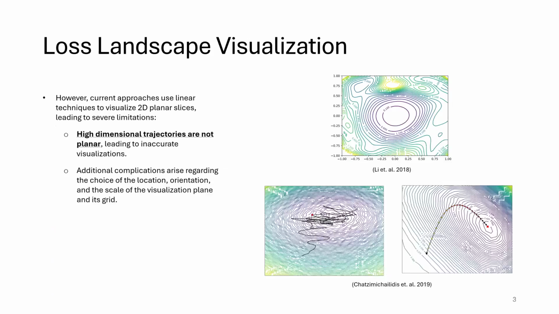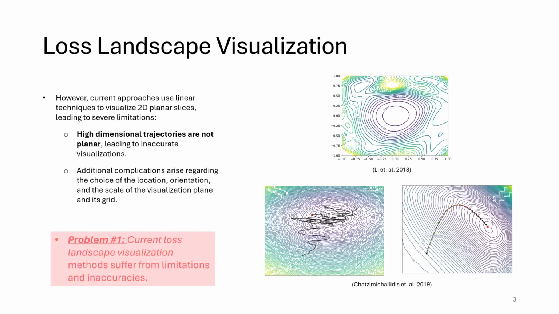Current approaches visualize 2D slices of the high-dimensional space. So, for example, here we have a heat map visualizing the loss as a heat map on a 2D grid. But this leads to limitations and inaccuracies. For example, trajectories generally do not lie on a 2D plane. Also, it is not clear exactly how to choose the slice or the scale of this visualization. So, in this work, our first goal is to propose a modification to current loss landscape visualization methods that addresses these concerns.